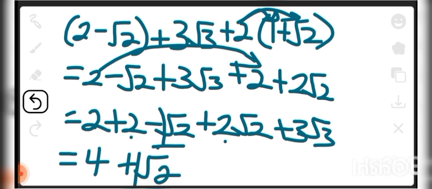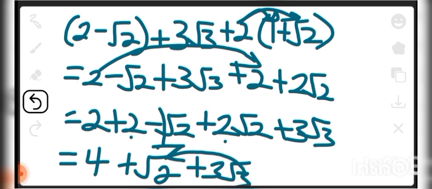So just don't put the 1 like this. No, just leave it like that. Then plus 3 root 3. Now somebody will say, okay, what if we add this to this? It's not possible. Why? Because root 3 is different from root 2. So we cannot add. You can only add surds together if they are the same. Take note of that. So automatically, this becomes the answer to the question. So let's just look at one more.